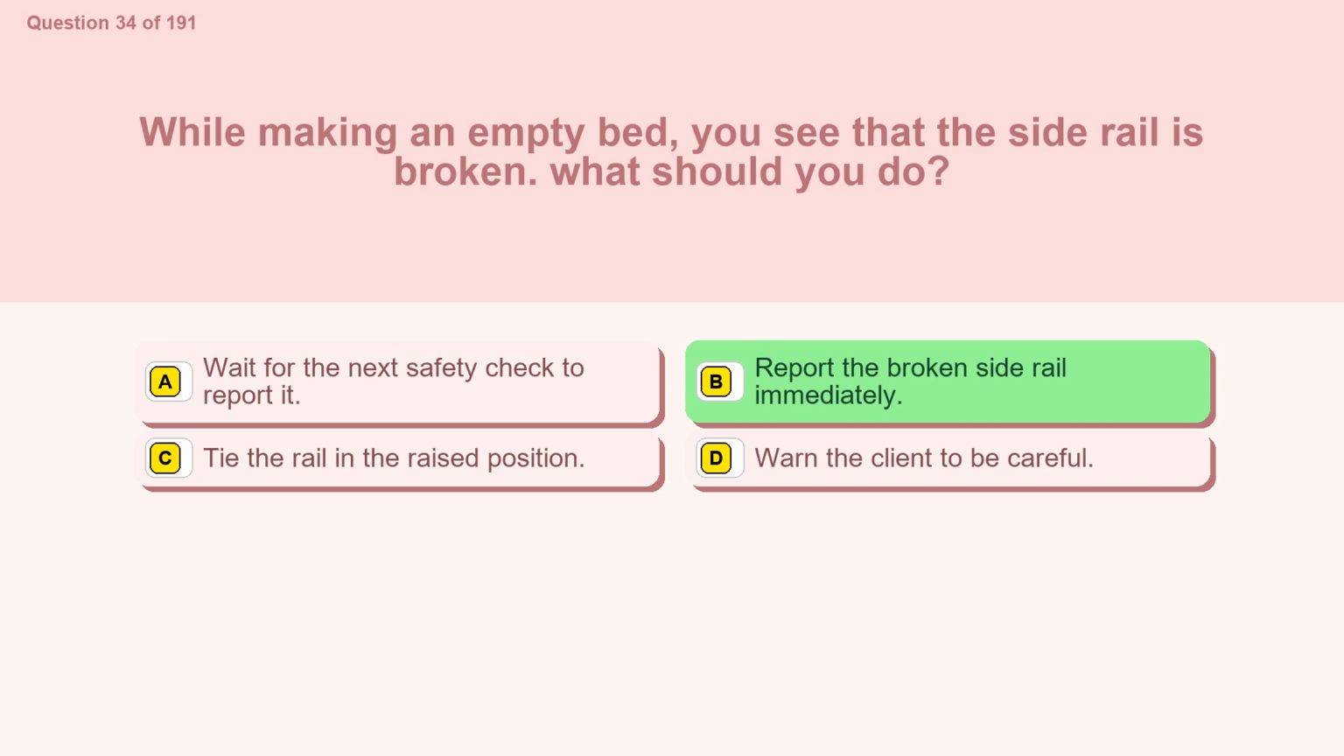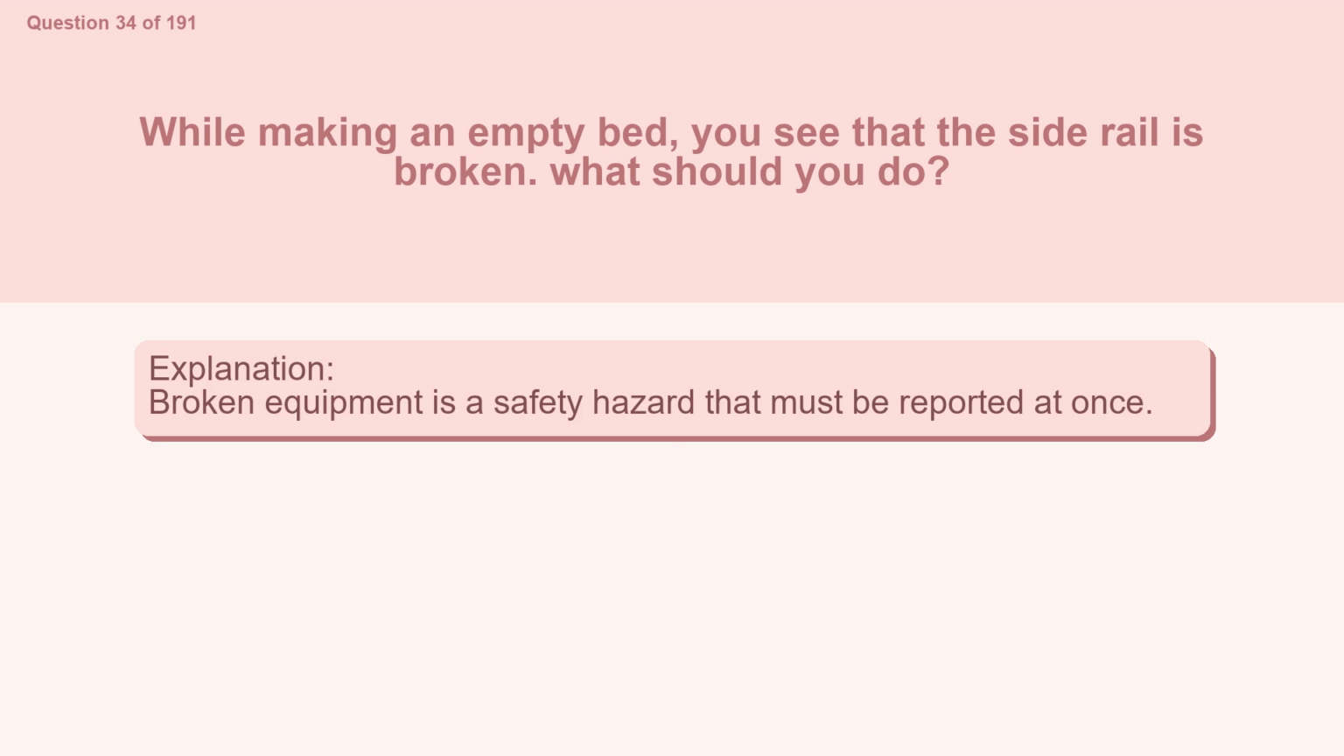The correct answer is option B. Report the broken side rail immediately. Broken equipment is a safety hazard that must be reported at once.